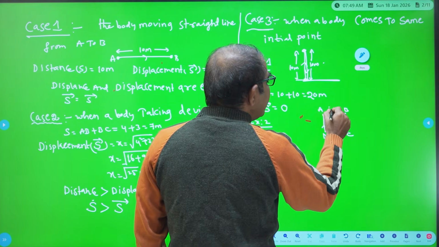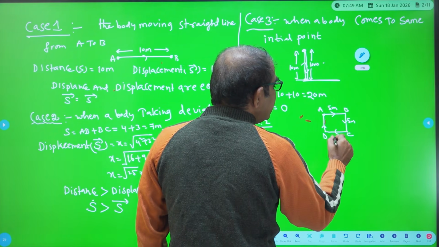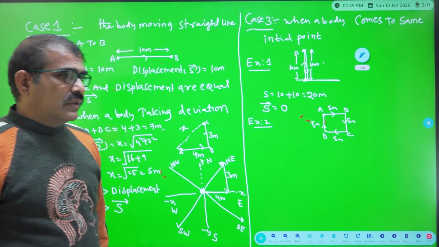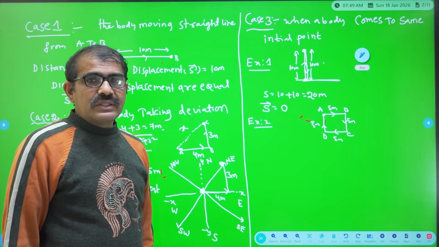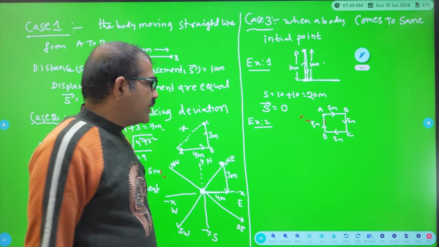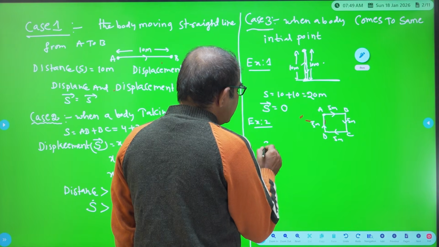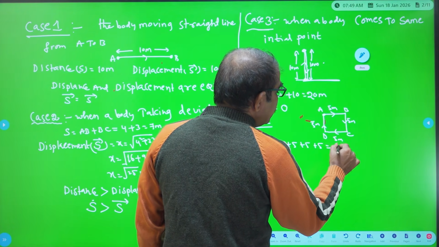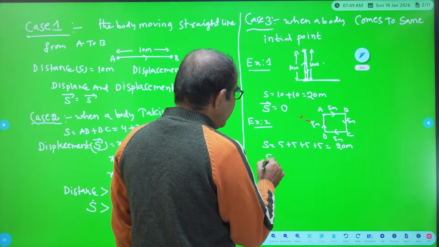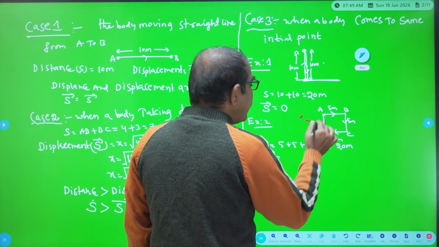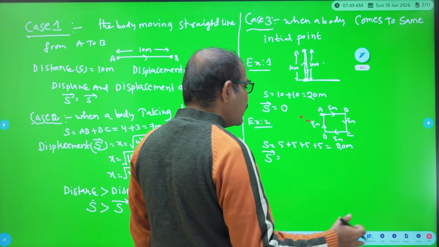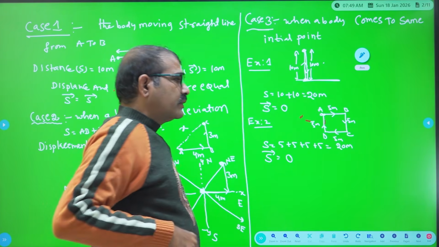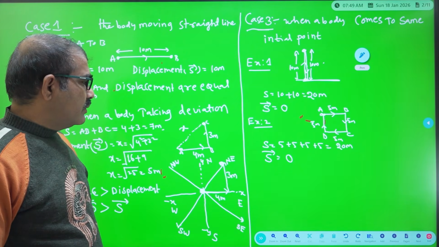For example, this is 5 meter, and this is also 5 meter, this is also 5 meter, this is also 5 meter. So the shape is a square, all sides are equal. That's why I am taking 5 meter. So what happens? Distance S is equal to 5 plus 5 plus 5 plus 5, that is equal to 20 meter. Displacement S bar: initial point is A, final point is also A, again reaches the same point. Displacement is 0.